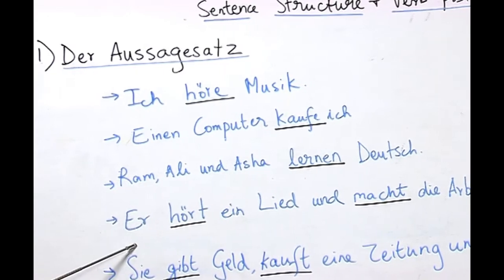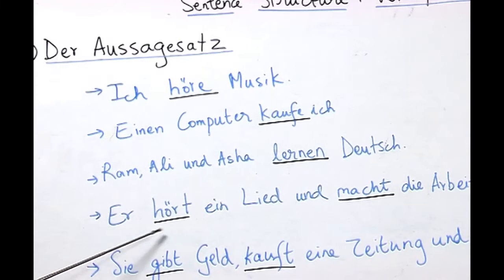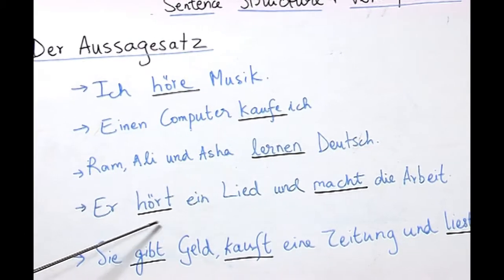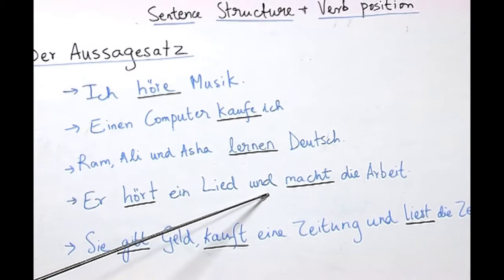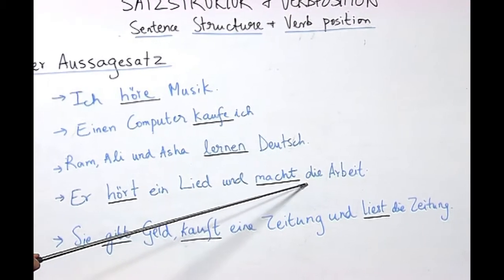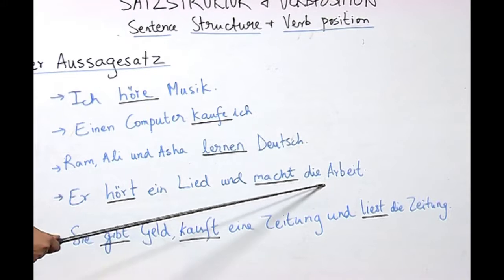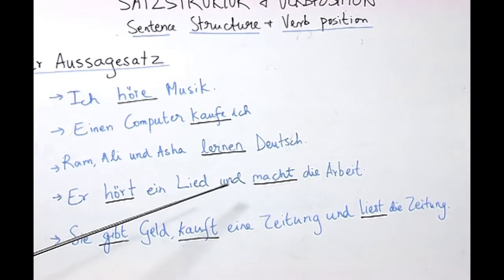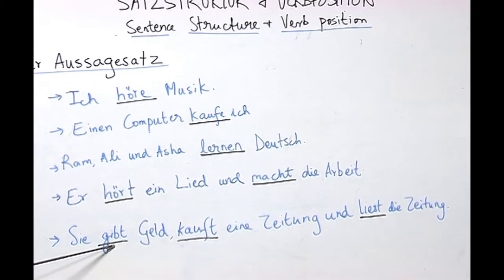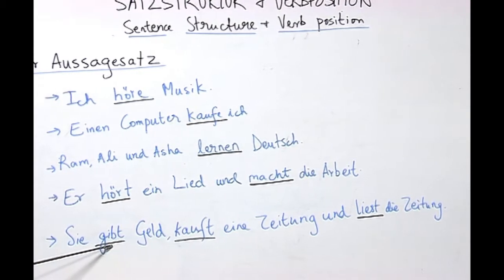Now let us look at this sentence. Hört ein Lied. Here the verb is again at the second position. Again there is a connector und, which means and, then we have the verb here along with the noun die Arbeit, which is in accusative. Now let us look at this sentence. Sie gibt Geld, where the verb gibt is at the second position.